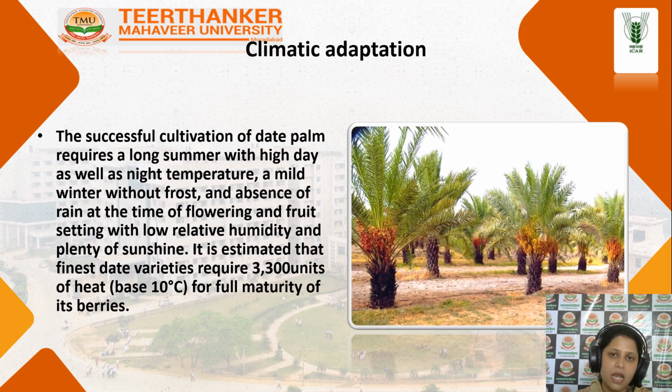Now if we talk about climatic requirement, the successful cultivation of date palm requires a long summer with high day as well as night temperature, a mild winter without frost, and absence of rain at the time of flowering and fruit setting, with low relative humidity and plenty of sunshine. It is estimated that the finest date varieties require 3300 units of heat with a base temperature of 10 degrees Celsius for full maturity of their berries.